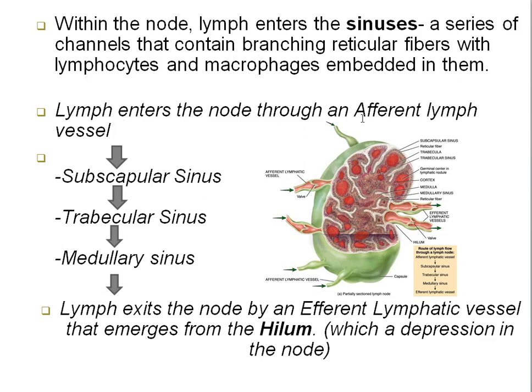So lymph enters the node through one of these afferent vessels. The first thing it's going to roll into is the subcapsular sinus, which is part of the pathway going around the edge. Then it's going to go into the trabecular sinus, and finally the medullary sinus in the middle, before it leaves out one of these efferent vessels at the hilum of our lymph node, which is just that little depression in the lymph node.